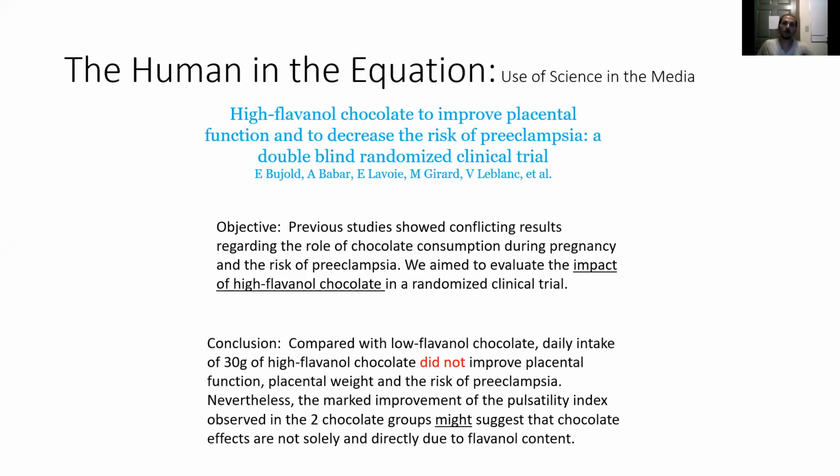So here's a research paper that came out several years ago. And we can see immediately from the title, it's very specific. High flavanol chocolate to improve placenta function and to decrease the risk of preeclampsia, a double-blind randomized clinical trial. And so we get an idea of it, but maybe we're like, what does that mean? That's a lot of jargon.